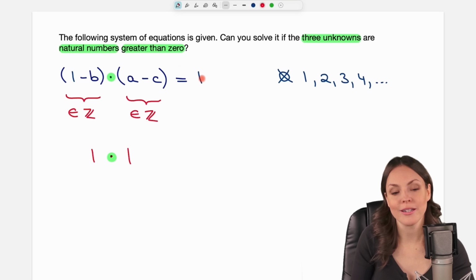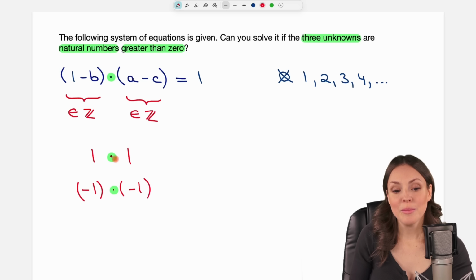Or, because we're working with negative numbers here as well, we have to think of -1 times -1, which gives me +1 as well as a result. But these are the only possibilities that I can get a result of 1 if I multiply 2 whole numbers. If fractions were allowed, we would have way more possibilities here.